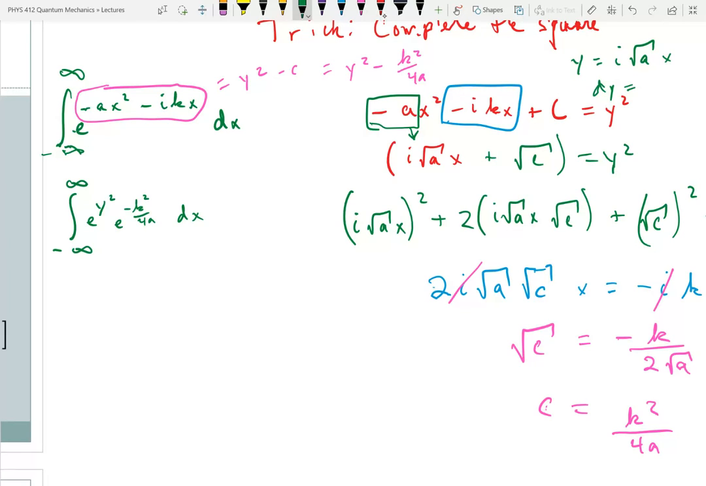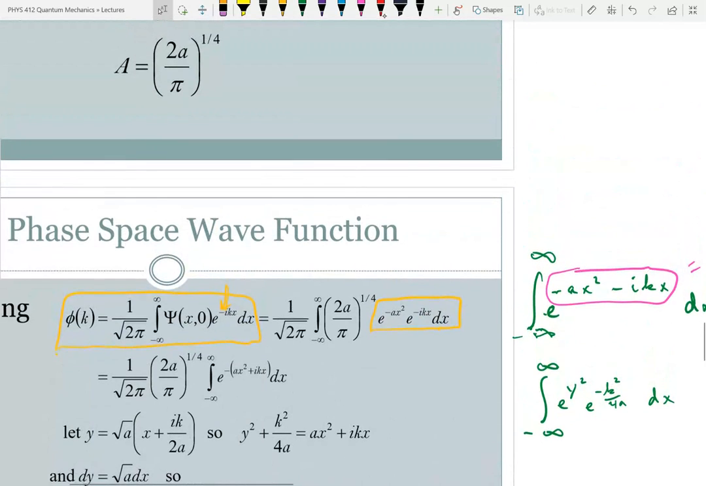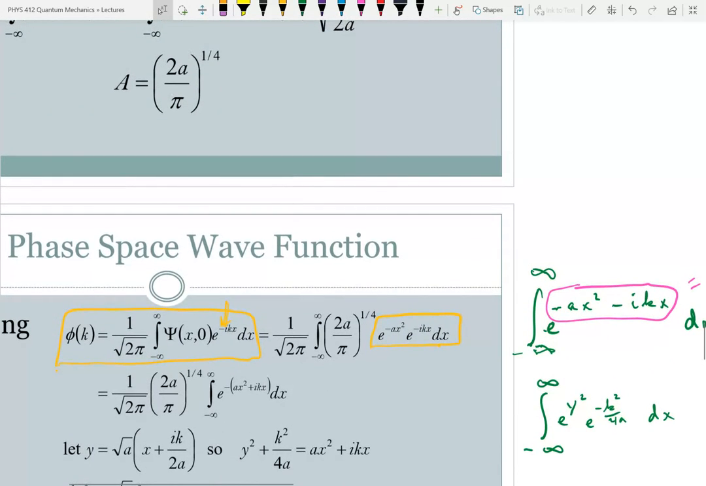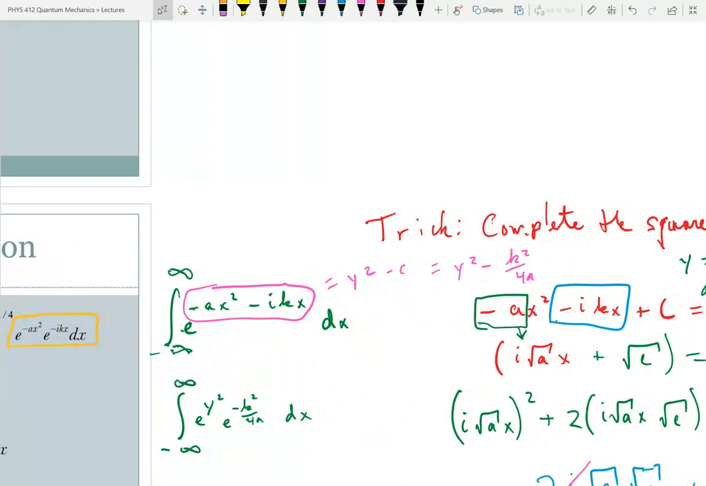I squared it. Now, I'm afraid I may have made a mistake because that doesn't seem right. Let's go back to what it actually gives us. So y equals, oh, yeah, there you have it. Whoops. I was close, but not correct. In my C term, I have a little bit of an error. So y is square root of a x plus ik over 2a. I kind of screwed up. Sorry.